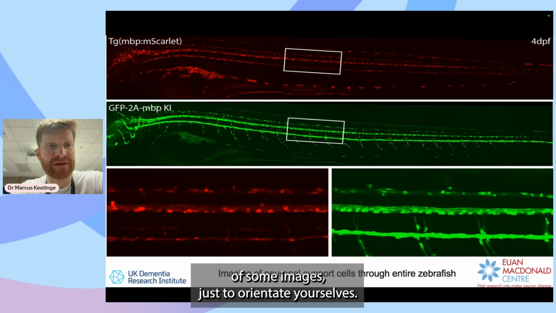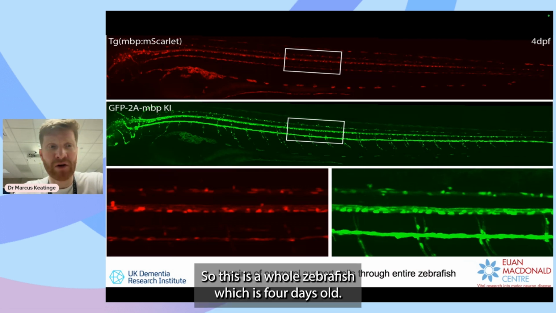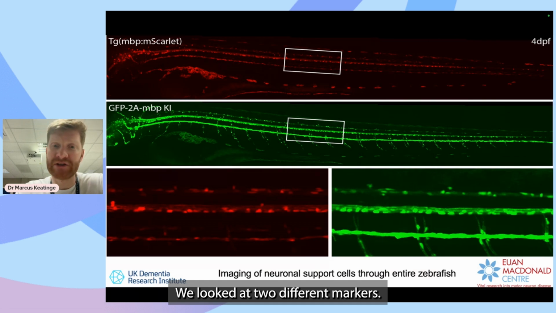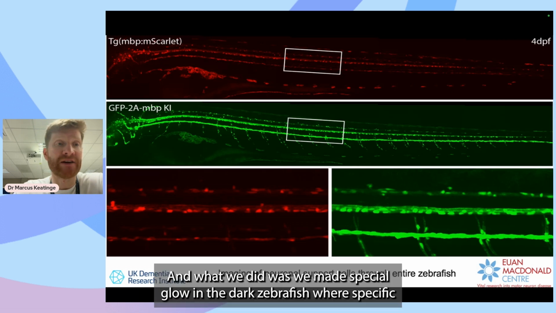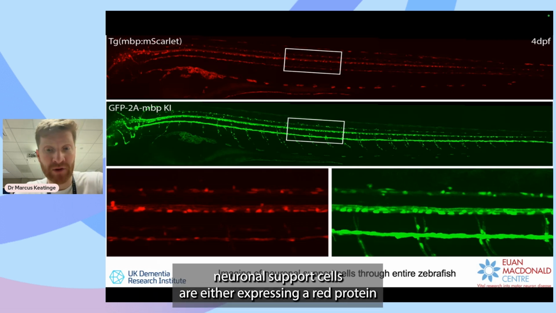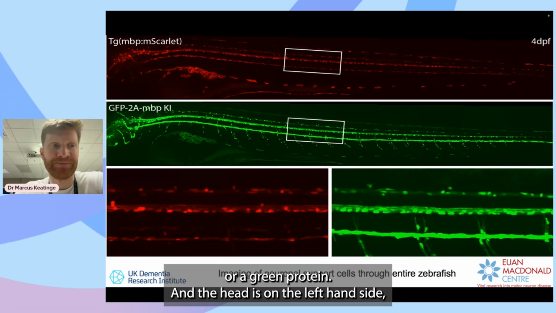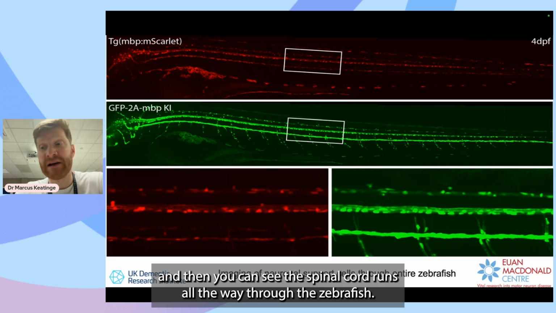So here's just an example of some images, just to orientate yourselves. This is a whole zebrafish, which is 4 days old. We looked at 2 different markers. These are while the fish is still alive, because the fish are transparent. What we did was make special glow-in-the-dark zebrafish where specific neuronal support cells are expressing either a red protein or a green protein. The head is on the left-hand side, and you can see the spinal cord runs all the way through the zebrafish.